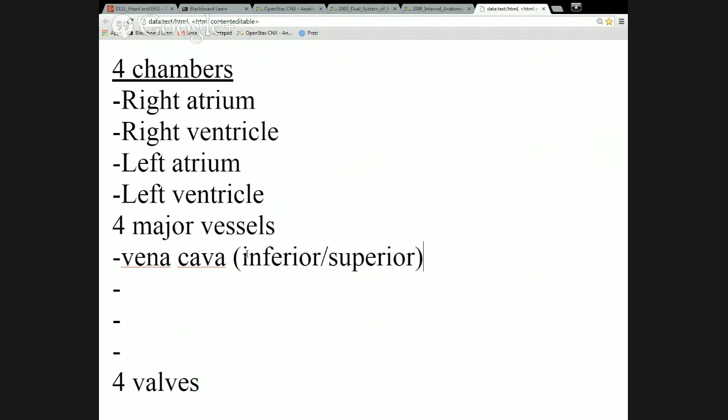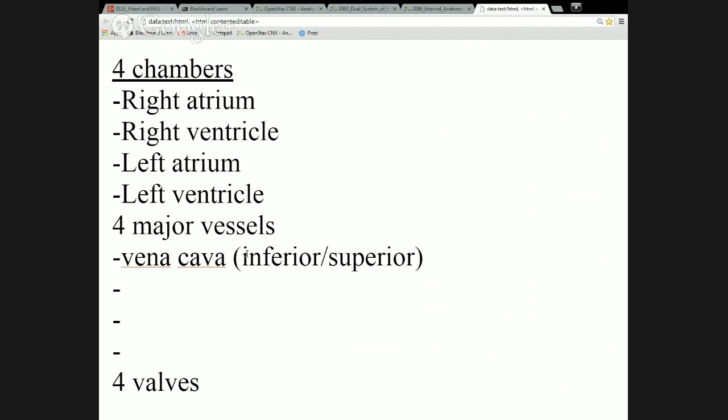Basically, that means the inferior vena cava is carrying things from the legs and the abdominal cavity, and the superior is carrying things from the head, neck, shoulders, and arms. But all that comes back to the heart, which then goes into the right atrium. The right atrium then pumps the blood down to the right ventricle, and then the right ventricle pumps that blood out into what's called the pulmonary trunk.